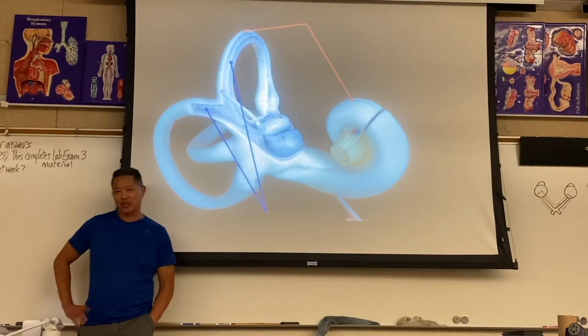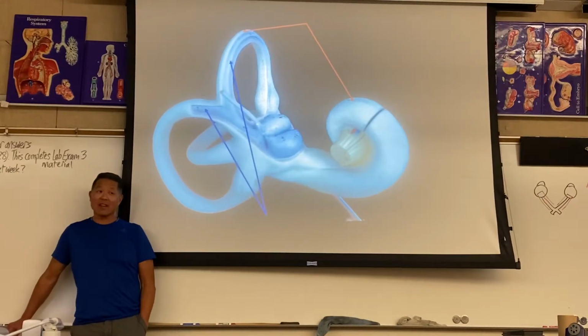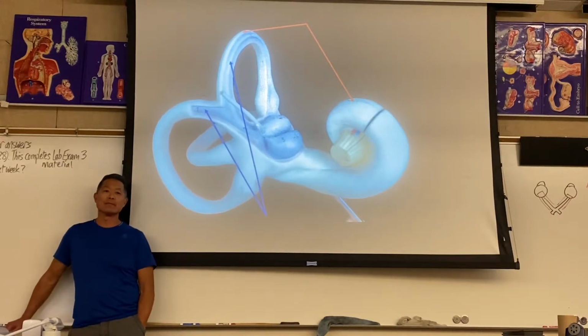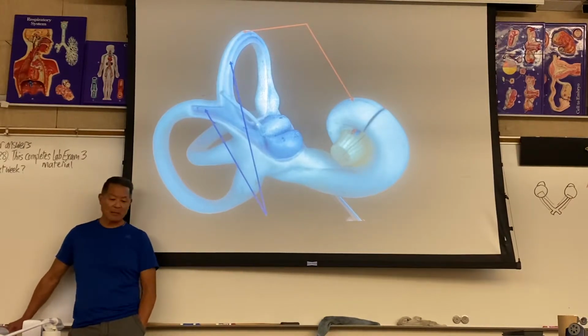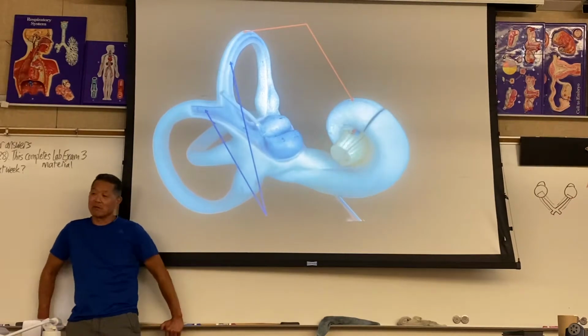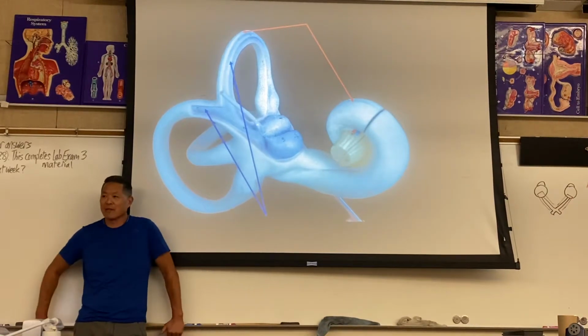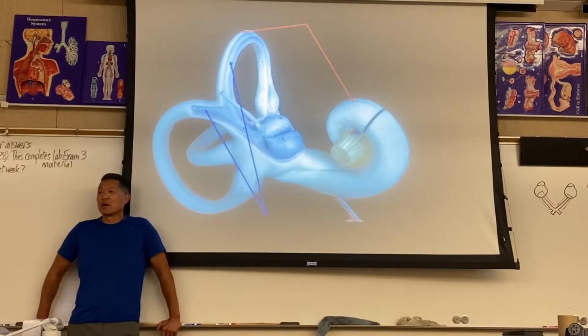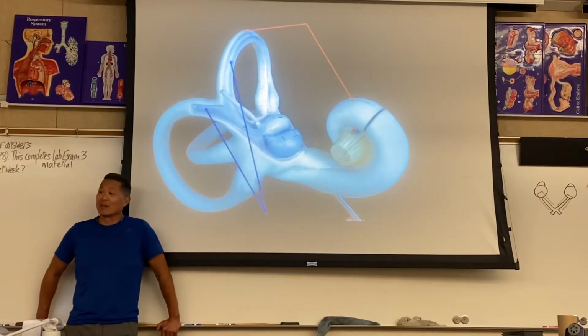The fluid outside the membranous labyrinth, but inside the osseous labyrinth, so it's in between the labyrinths, is perilymph. On the test, I will pin the membranous labyrinth, and I'll either ask what is the name of the structure, membranous labyrinth, or what is the name of the fluid inside the structure, endolymph. Or I'll ask what is the name of the fluid outside the structure, perilymph.